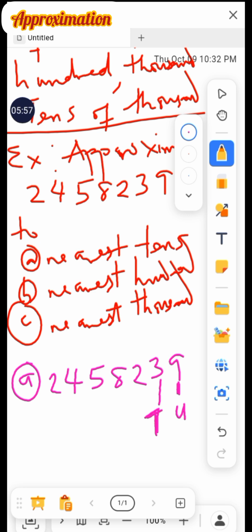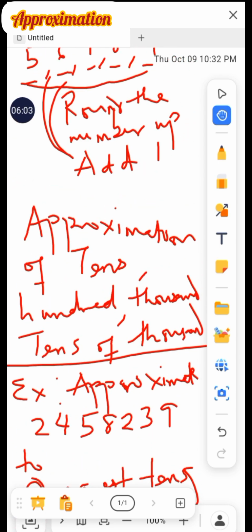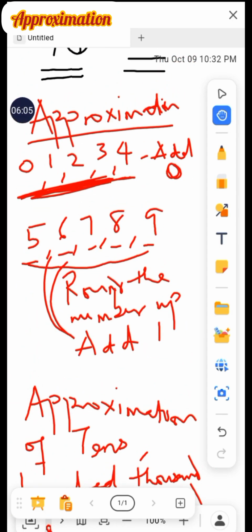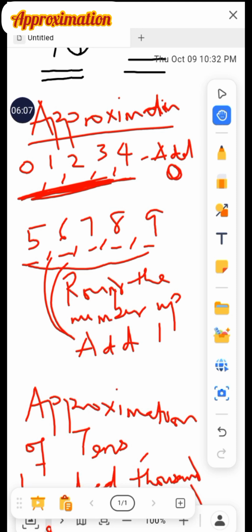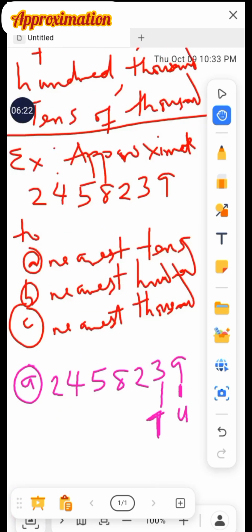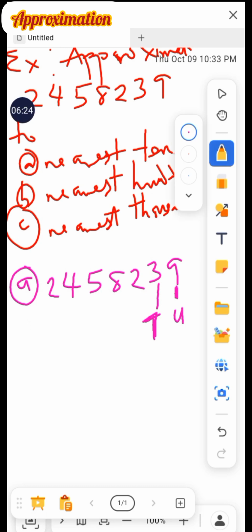So what is the number at the back of our 3? That's 9. And if you look at 9, I've explained previously that there are two categories of numbers you can use for approximation. When the number is either 5, 6, 7, 8, 9, when you use them for approximation, they add 1 to the preceding number. Why when you use 0, 1, 2, 3, 4 for approximation, they only add 0. So since we are equipped with that, now let us see how this goes.